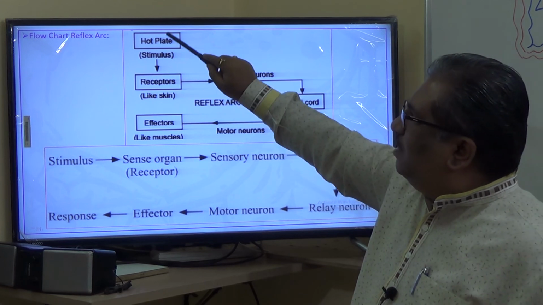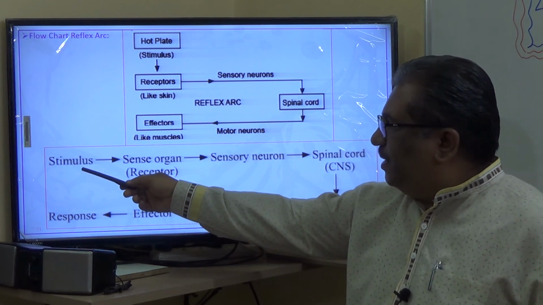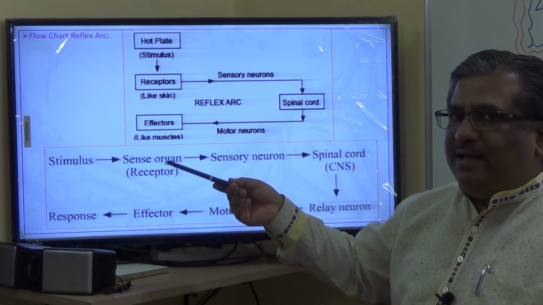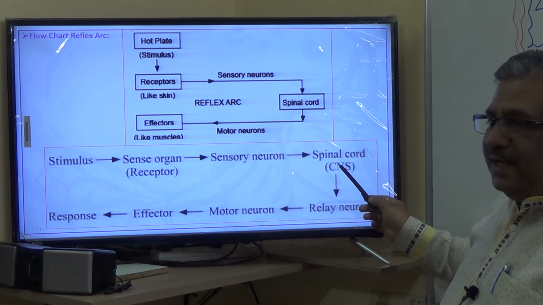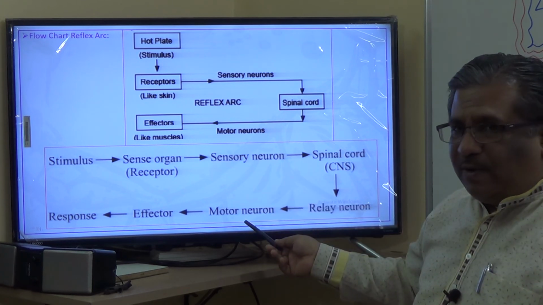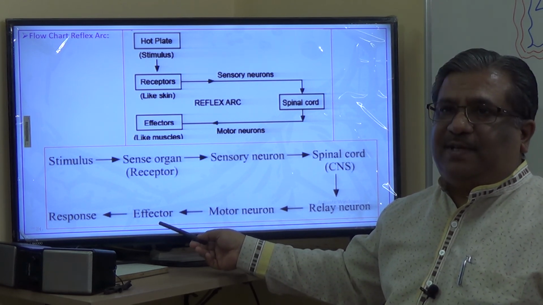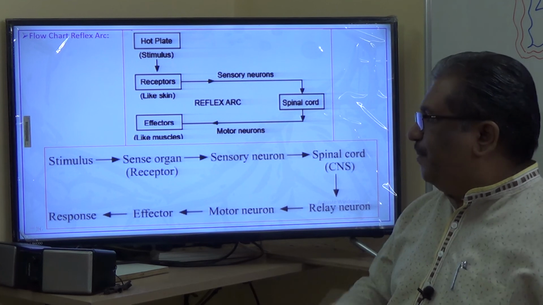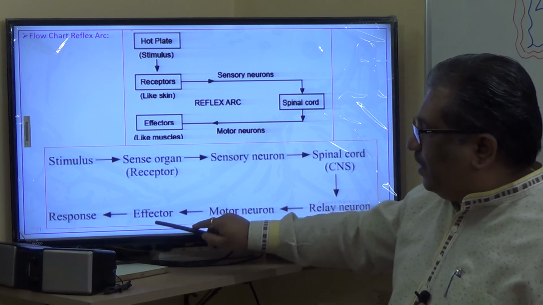How is this done? Stimulus, here we will study first and then you can go to this diagram. They both are the same. Stimulus, sense organ which contains the receptor, then the sensory information is transmitted through the sensory neuron to the spinal cord, which is a part of the CNS. From the spinal cord to the relay neuron. From the relay neuron, the information is carried to the motor neuron. The motor neuron is connected to the effector muscles and initiates the actions of the effector muscles in terms of contraction or relaxation, and thereby the response in the form of movements of the body takes place. So stimulus, sense organ, sensory neuron, spinal cord, relay neuron, motor neuron, effector, response.